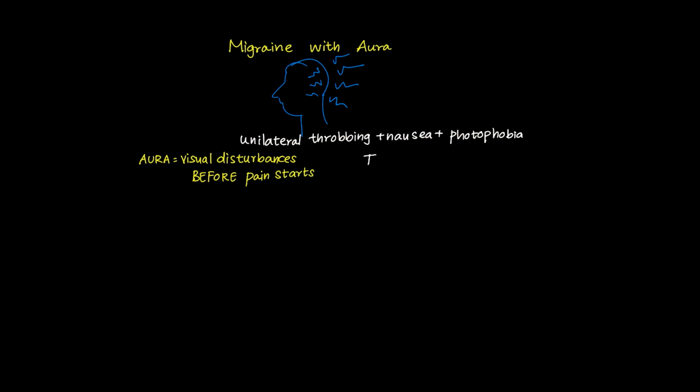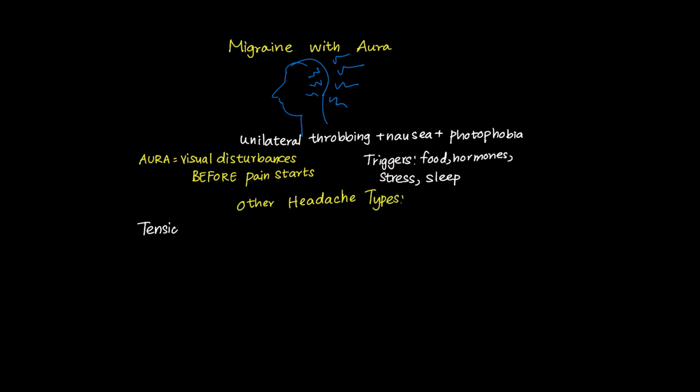Common triggers include certain foods like chocolate, aged cheese or red wine, hormonal fluctuations, especially around menstruation, stress, and sleep pattern changes. The other headache types have distinct presentations. Tension headaches produce bilateral band-like pressure, like a tight band around the head. Moderate intensity, no nausea, no aura.